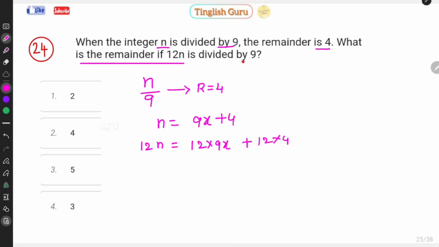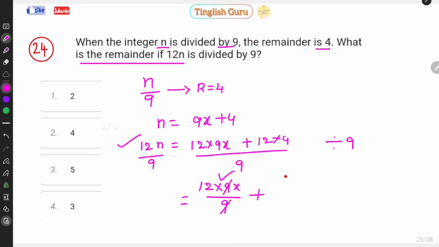Okay. Now we are asked to find the remainder when 12n is divided by 9. So again divided by 9 on both sides. So 12 into 9x divided by 9, so 9 and 9 cancel, means it is completely divisible, plus 12 4s 48 divided by 9. This is 9 5s 45 and the remainder will be 3. So when 12n is divided by 9, the remainder will be 3.